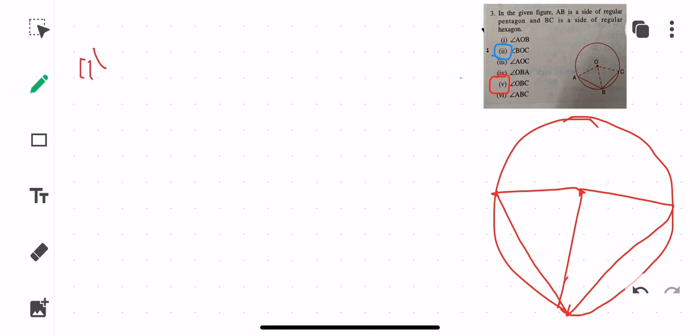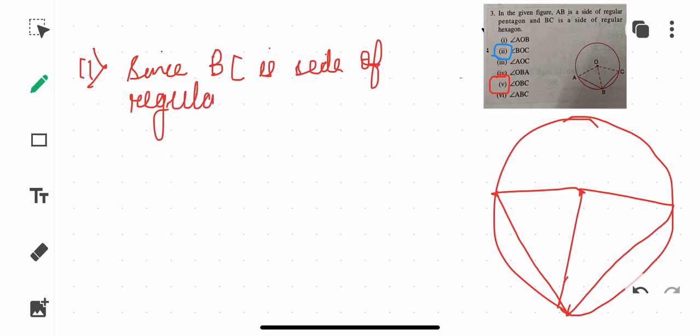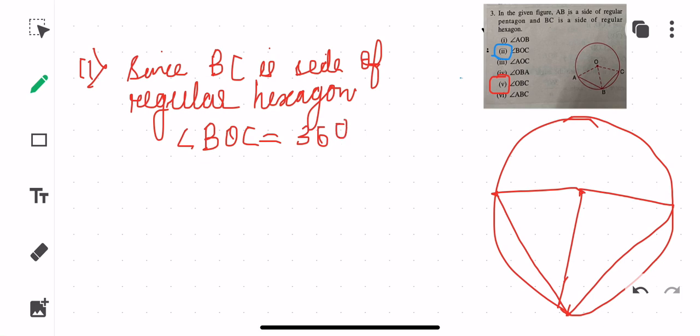For the second sub question, you will be writing, since BC is a side of a regular hexagon, the angle BOC will be given by 360 degrees divided by the number of sides. A hexagon has how many sides? 6 sides. So divided by 6, which is equal to 60 degrees. So it's not 72. I am getting this as 72 degrees and this as 60 degrees.